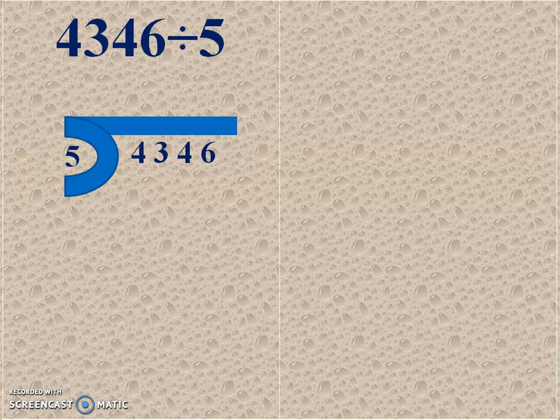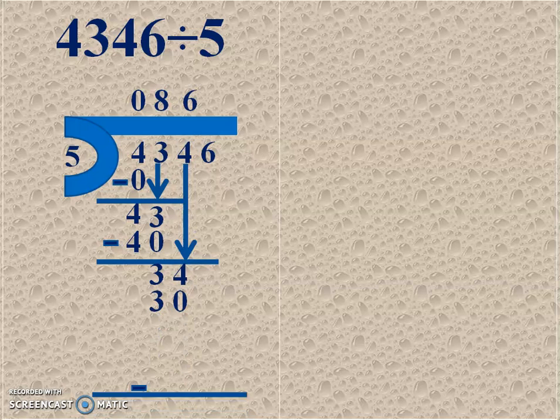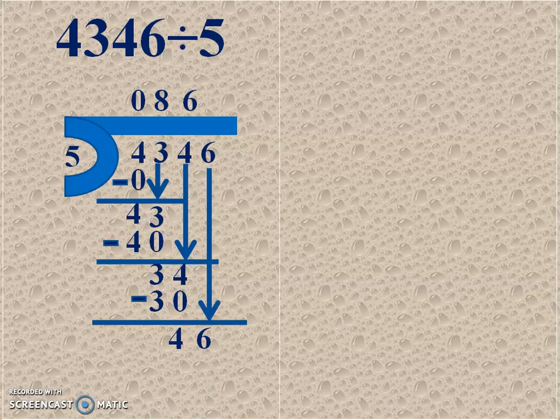So, since 5 cannot divide 4, it will divide by 0. 5 zeros are 0, and 4 minus 0 gives us 4. We bring 3 down. Now 43 is divided by 5. 5 8s are 40. Now 43 minus 40 gives us 3. Now we bring 4 down. 5 6s are 30. 34 minus 30 gives us 4. Then we bring 6 down. 5 9s are 45, and the remaining number is 1. So we got answer 869 with the remainder 1.